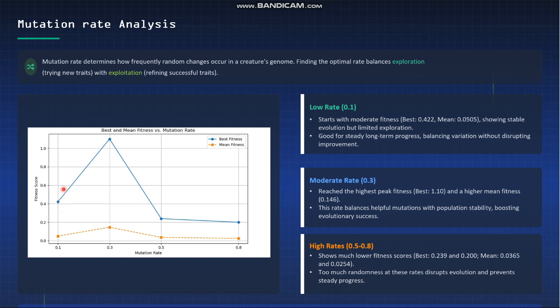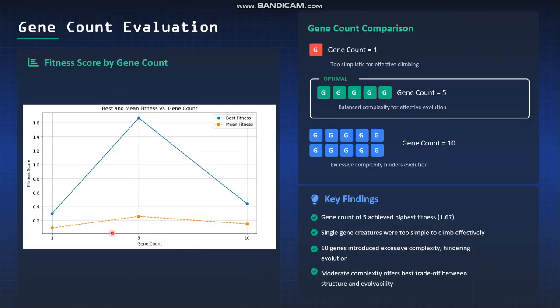Next, we have the mutation rate results. Mutation rate affects how often random changes happen in the genome. A low rate like 0.1 leads to stable but slower evolution with limited new traits. At a moderate rate of 0.3, the fitness peaked higher and the population evolved more effectively by balancing exploration of new traits and stability. Higher mutation rates between 0.5 and 0.8 introduce too much randomness, disrupting progress and lowering the fitness.